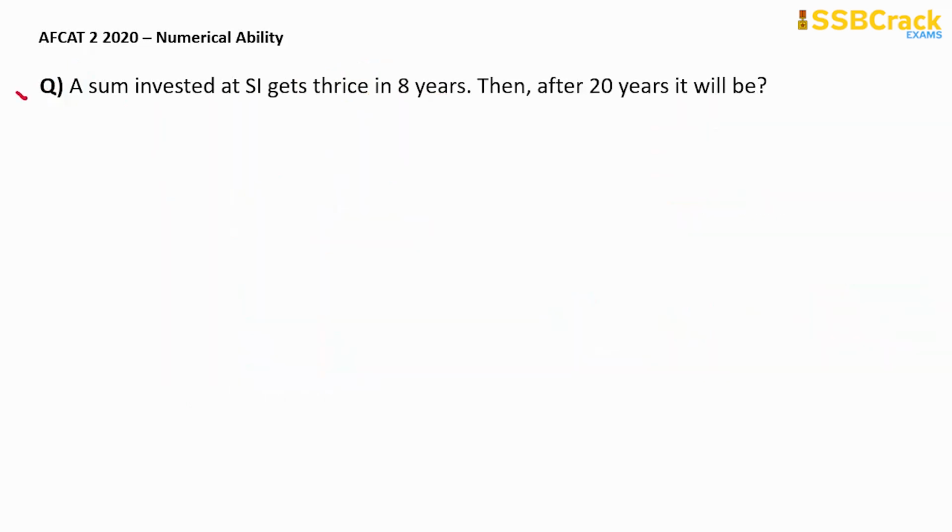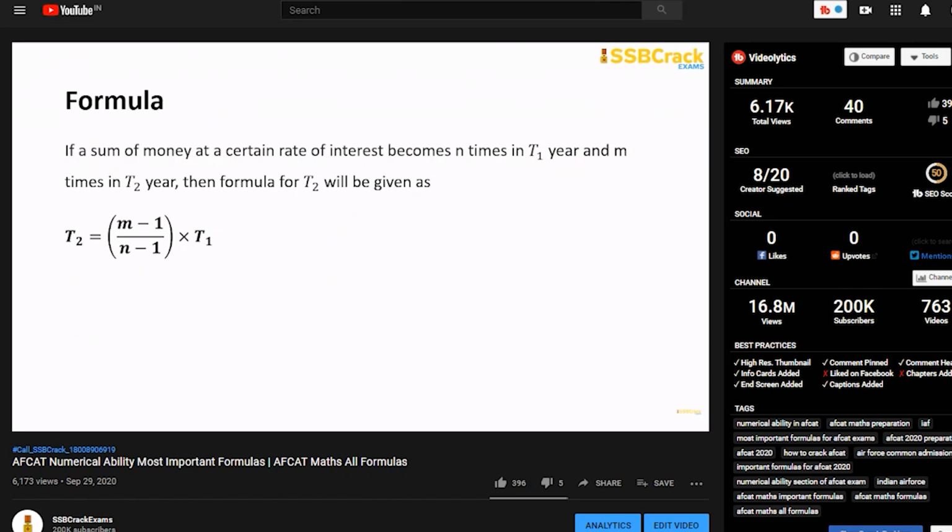The next question is also based upon simple interest. If a sum invested at simple interest gets thrice in 8 years, then after 20 years it will be? Again, this question is also formula based, and if you have remembered the formula, you can solve this question in just 1 or 2 steps depending upon your solving skills. So again you should watch that video and should know the formula. I am also telling that formula here.